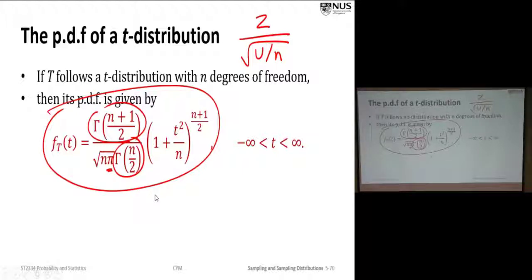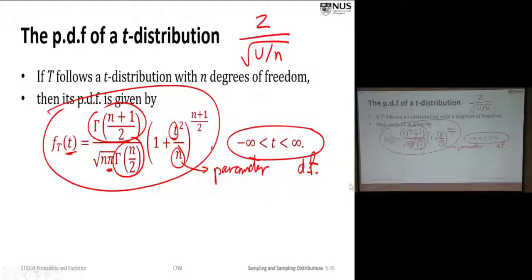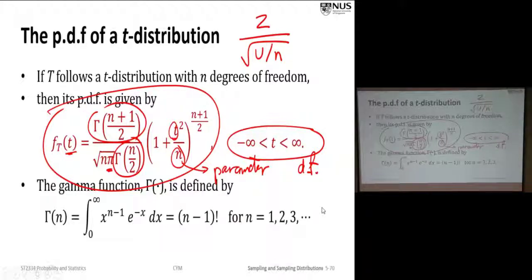And as you can see, the whole thing depends on two things: t and n. t is the value of the random variable, and n is the parameter. In fact, it's also called the degrees of freedom. So the t distribution is characterized by one number, and that number is our n in this expression, called the degrees of freedom. And what is the range of the t value, the value of the random variable t? It is over the real line, taking any values from minus infinity to infinity.